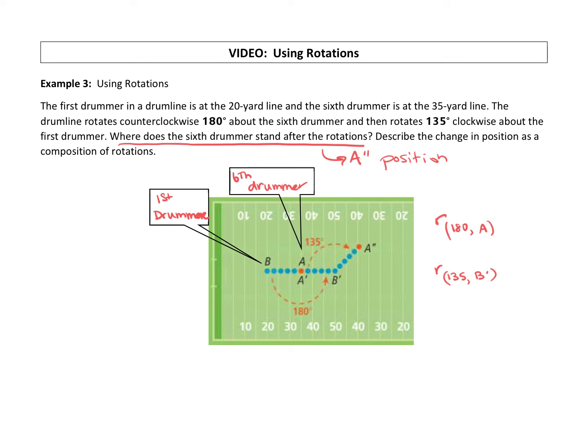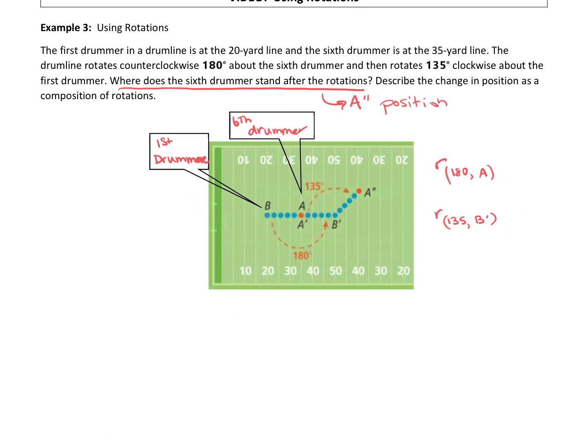Here are the 2 rotations we did. So we can write this as a composition of rotations. The composition of rotations is going to look like, let's write out composition of rotations. So if you remember, whatever rotation you do first, we write that second. So we rotated 180 degrees about A, and then we took that new position and we rotated 135 degrees about B prime. So when we write the composition, we have to write the second rotation first.